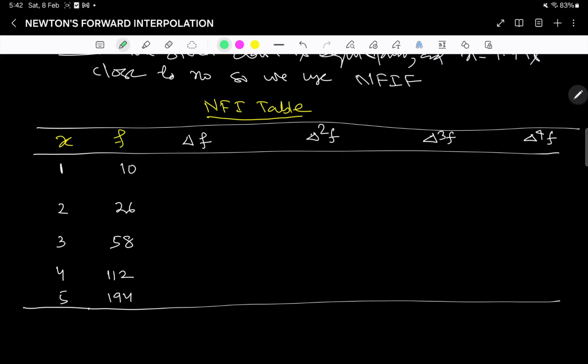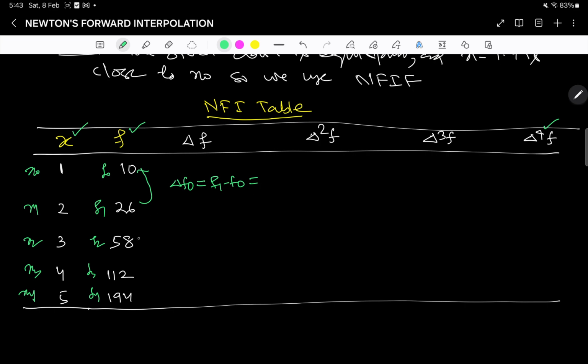Now coming to the Newton forward interpolation table, you are given x and f. This is my x0, x1, x2, x3, x4, and this is my f0, f1, f2, f3, f4. There are 5 nodes, so we need up to a 4th degree polynomial, up to del 4th. Now we calculate del f0 here. Del f0 means f1 minus f0, just the difference, 26 minus 10, which is 16.